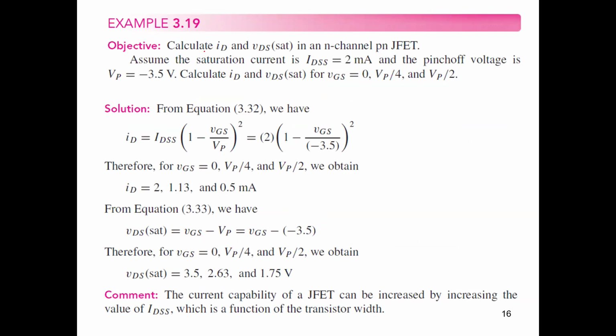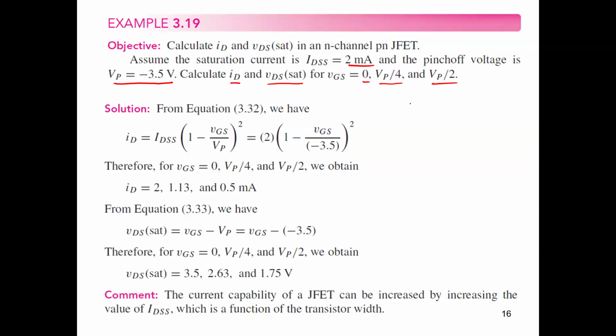So in this example, guys, we need to calculate the drain current and the drain to source saturation voltage in an N-channel JFET. So assume the saturation current IDSS is 2 milliamperes, and the pinch-off voltage VP equals minus 3.5 volts. So this is the turn-off volt. It's required to calculate ID and VDS saturation for VGS equals 0 one time, VP over 4 another time, and VP over 2 for another time. So 3 different values for VGS.